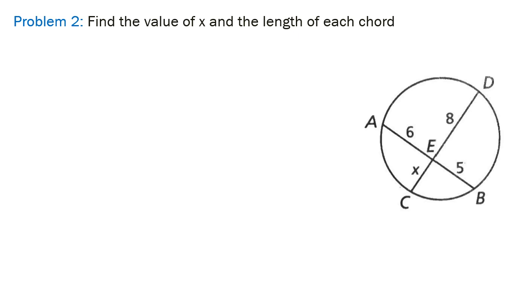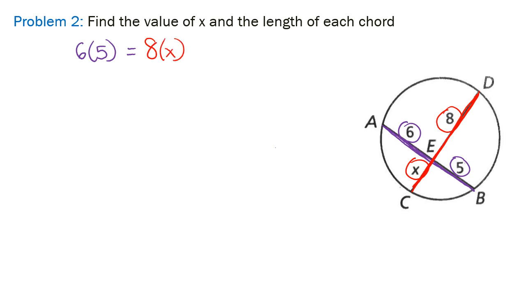So problem 2, once again, we're going to find the value of x and find the length of each chord. If we look at the chord AB, that means we're going to take this 6 and this 5. They're going to get multiplied together, and they're going to equal DC. So we're going to take the 8 and the x and multiply that together. So we're going to get 8x, and we're going to get 30. When we divide both sides by 8, because we want to get x by itself, we will have x equals a decimal of 3.75.